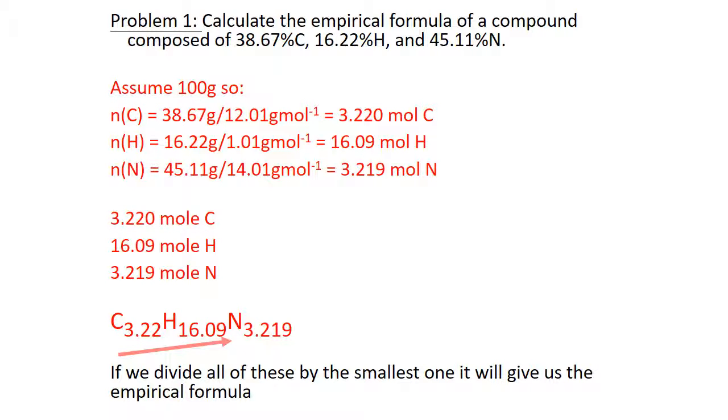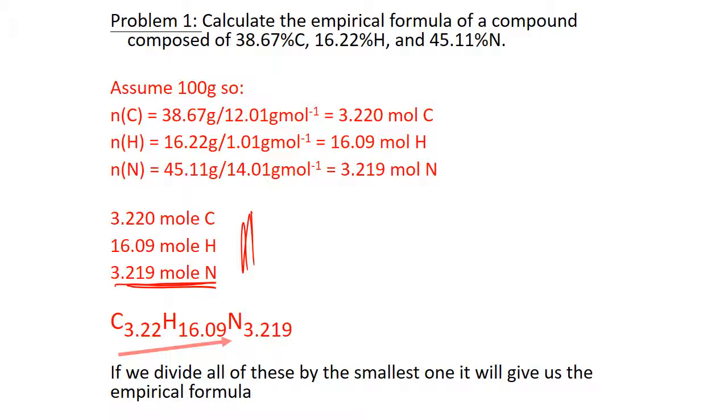Again, we're assuming 100 grams, so the number of moles of carbon will simply be 38.67 divided by 12. Number of moles of hydrogen, 16 divided by 1. Number of moles of nitrogen, 45 divided by 14. So you get these numbers of moles of carbon, hydrogen, and nitrogen, which we see here. Then we divide by the smallest number, which is just nitrogen.